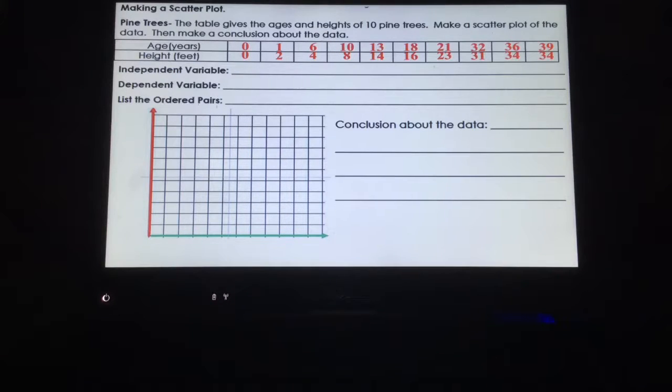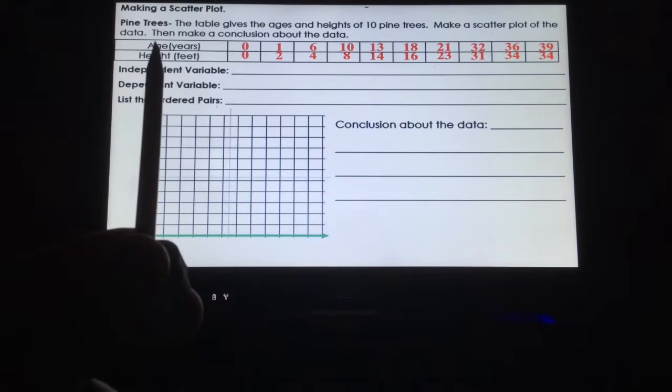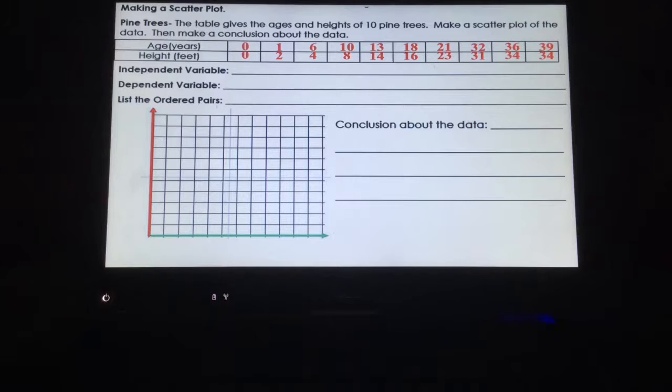Now they're already on your paper. Now these points are data points from this word problem. This word problem says that the table gives the ages and heights of 10 pine trees. Make a scattered plot of the data, then make a conclusion about the data.